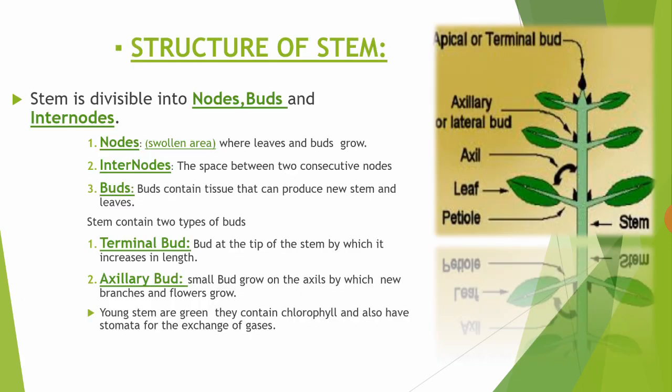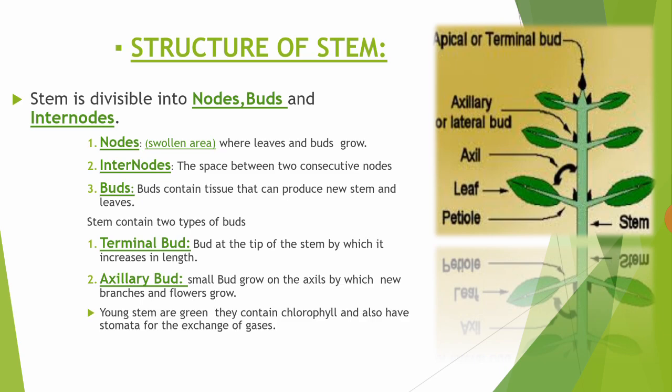Okay, now we are discussing the structure of the stem. The stem is divided into three parts: node, bud and internode. Now what is a node? A node is the swelling area where leaf and bud grow. Now what is an internode? The space between two nodes is called an internode. And a bud contains tissues that can produce new stem and leaf.